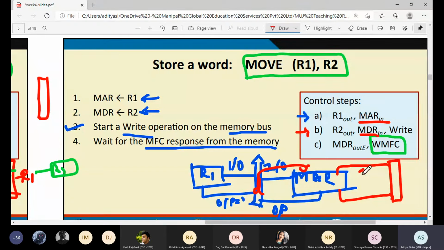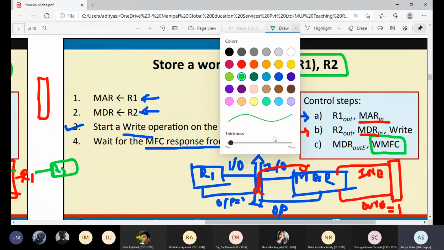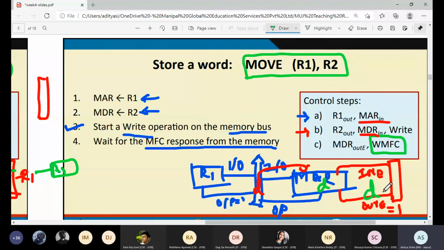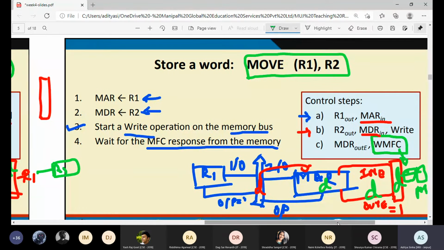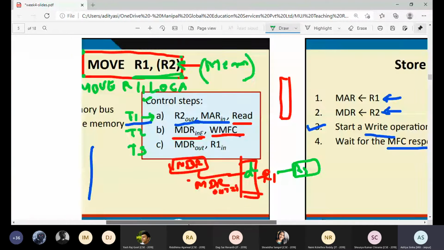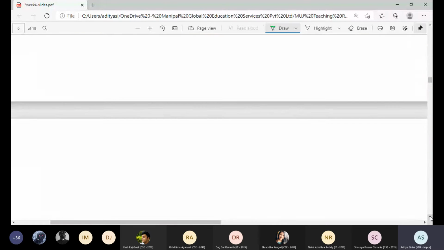So you have in E, out E. So you will do out E as 1. So whatever was the data, say D was here, now D will be present here and D will come onto the memory bus, and from there it will be written onto the primary memory. There will be some delay in writing this, so that is taken into consideration by waiting for the memory function complete signal. Is this clear with everyone? Yes, sir.